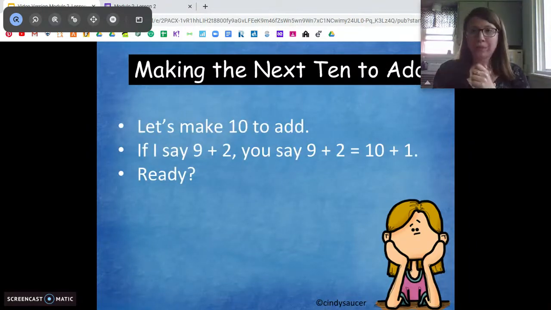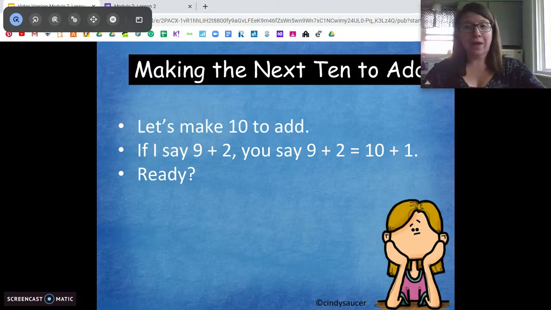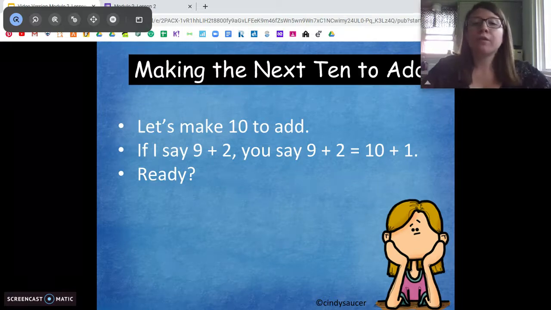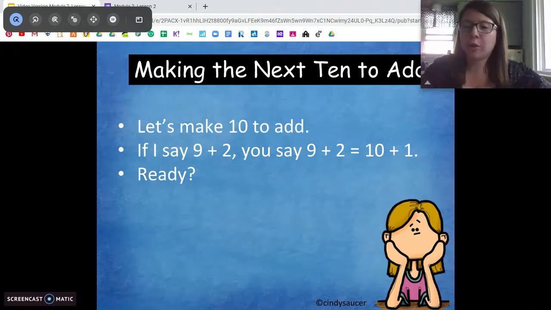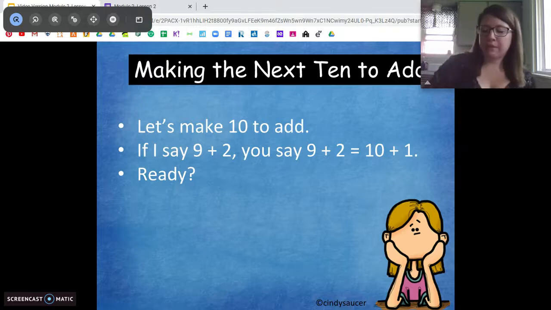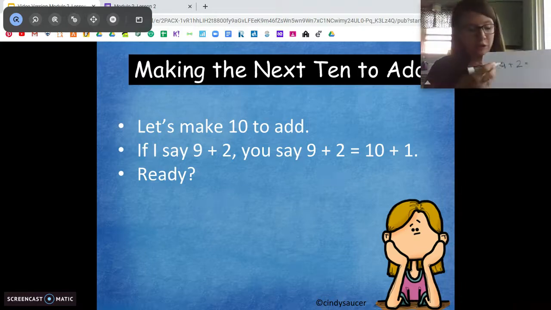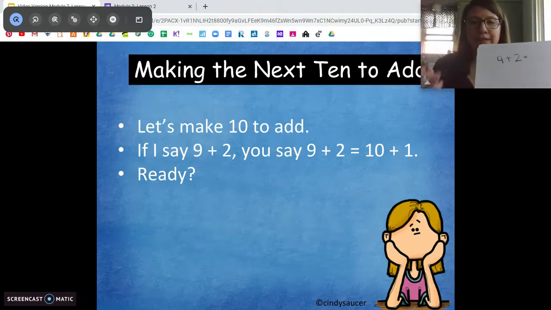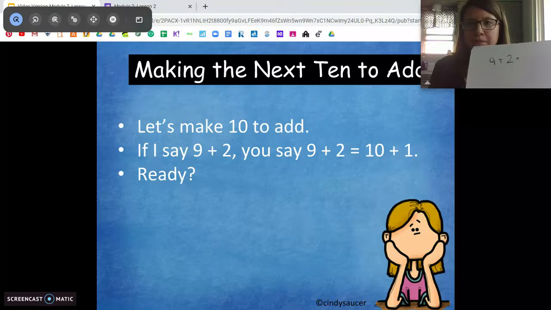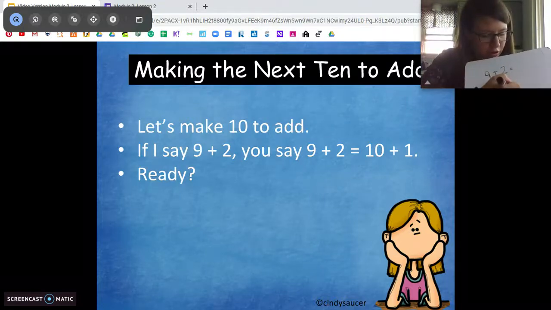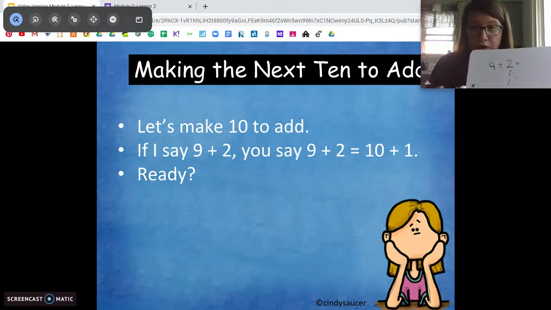All right. Now, this is where you're going to need your paper, pencil, whatever you have. We are going to change problems to make that 10 to add. So, for example, if we have 9 plus 2, I want us to change that to say 10 plus 1. And I will show you how you can do that on your paper. So if we have 9 plus 2, how many more do we need to get to 10 from the 9? 1, right? So we're going to break apart our 2, where one part is 1.